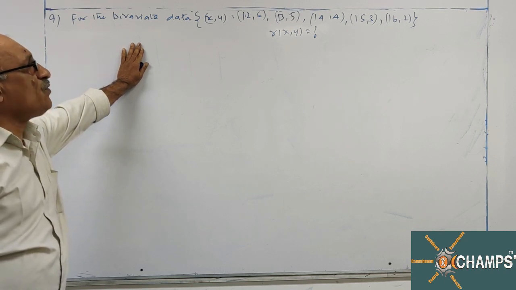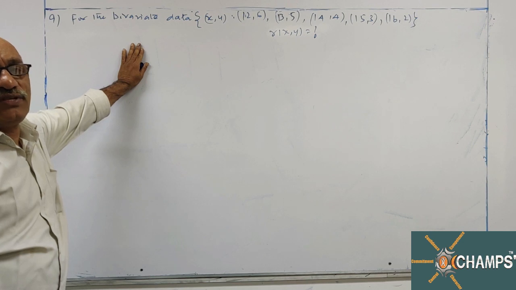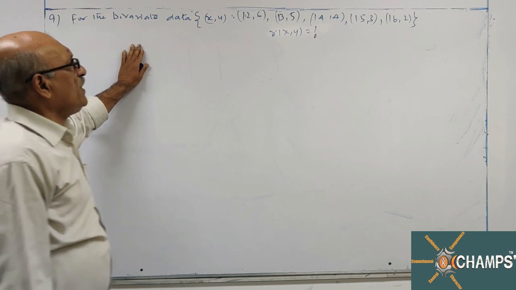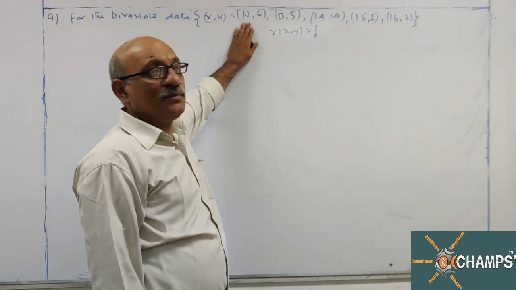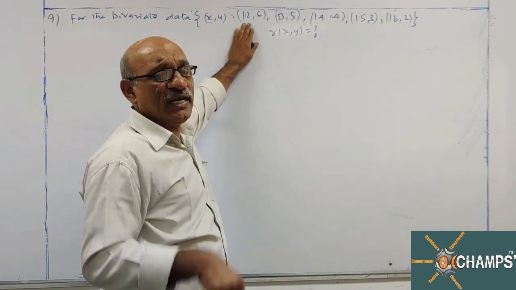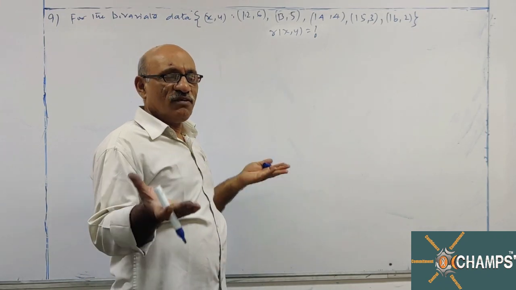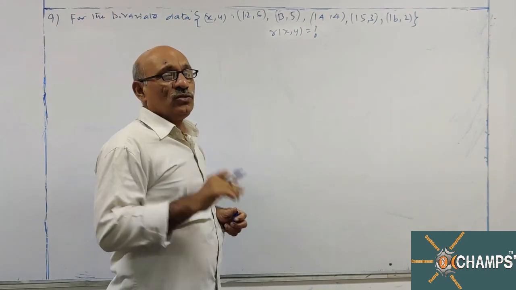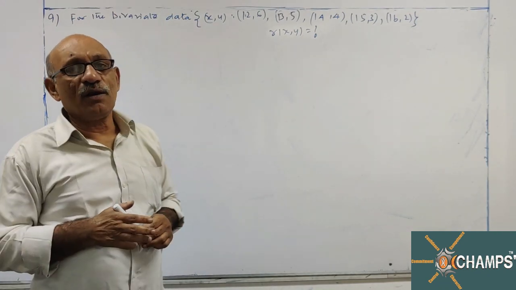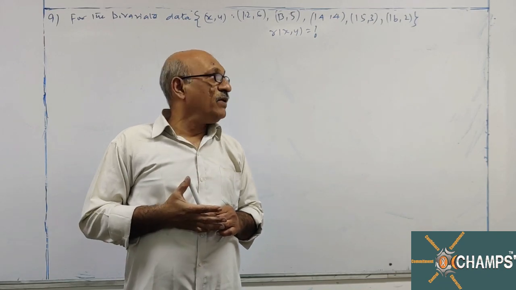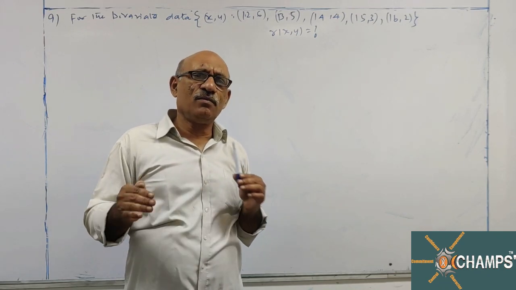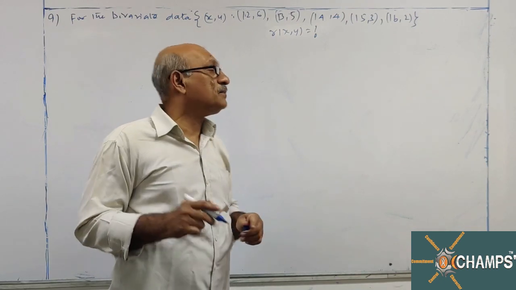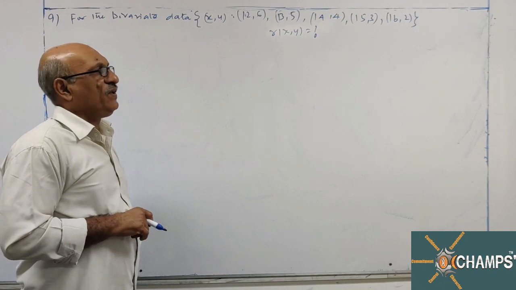Straightforward observation, x values are increasing, y values are decreasing. Therefore, the correlation is negative. The value of x is increasing, the value of y is decreasing, so the values of two variables are moving in opposite direction. When the values of two variables are moving in opposite direction, then correlation is said to be negative. That is one way of identification.